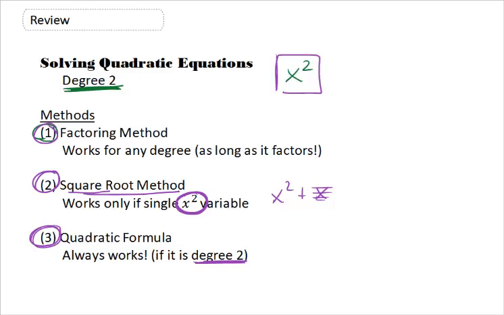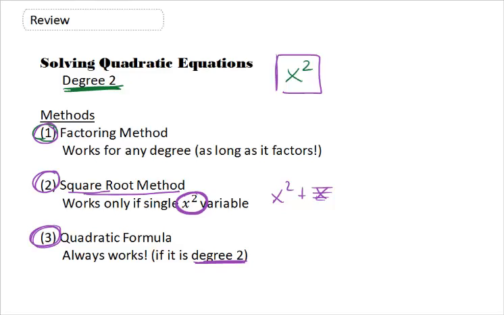We can solve them by factoring method, and this works for any polynomial. Doesn't have to be degree 2. It doesn't have to be quadratic. That factors. We could use the square root method as long as there is no single x term. And we can use the quadratic formula, which will always work on any quadratic equations, meaning degree 2 equations.